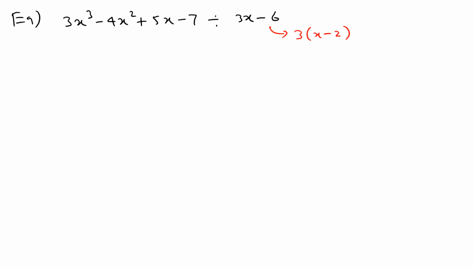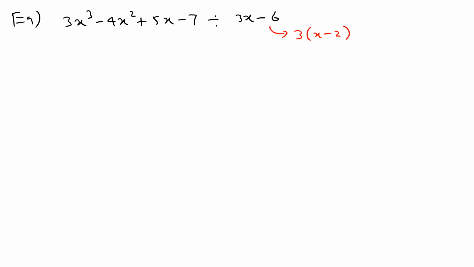So the next example, let's say you're going to divide 3x cubed minus 4x squared. Same problem, but we're going to see what's going to happen now. 5x minus 7, let's say, divided by 3x minus 6. It's very similar, but we're going to think of a factor of that. So what are the factors? 3 times x minus 2. So instead of dividing by 3x minus 6, we divide by x minus 2 instead.